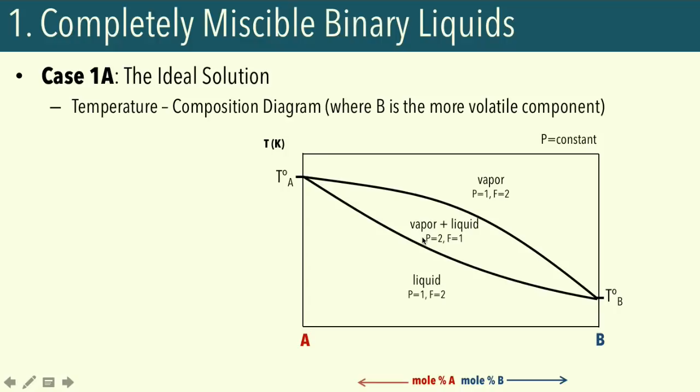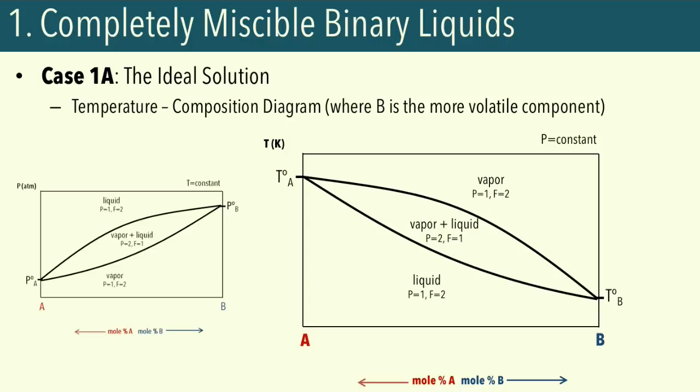So note again, let's just contrast this with our vapor pressure composition diagram. Note that the more volatile component will have a correspondingly higher vapor pressure, and also note the different labeling of our regions over here. You have a liquid on top for our vapor pressure composition diagram, and on the temperature composition diagram, we have the vapor on top. So just note these important differences.